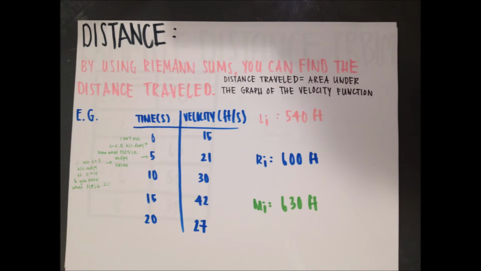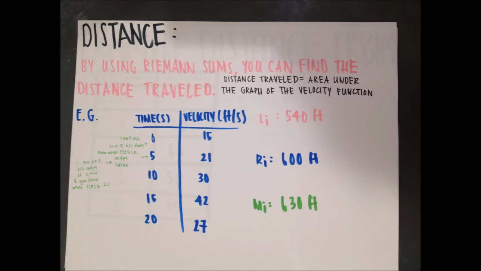By using Riemann sums, you can find the distance traveled. Distance traveled is the area under the graph of a velocity function. In the example below, the x value is the time in seconds, and the y value, or the f of x values, is the velocity in feet per second.